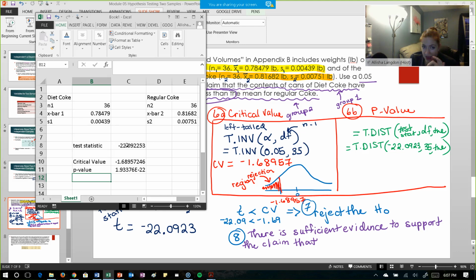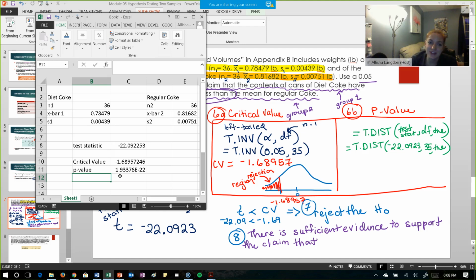Now, if you notice there's that e in there, 1.93376e to the negative 22. Remember that means this is scientific notation, meaning that you're going to have 22 zeros in front of the 1. So this is like 0.000000. Imagine there's 22 zeros there. And then you have 19337. So for all intents and purposes, that's 0, okay?